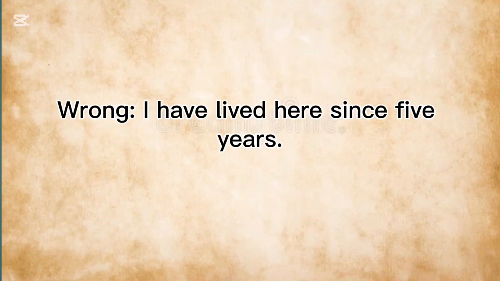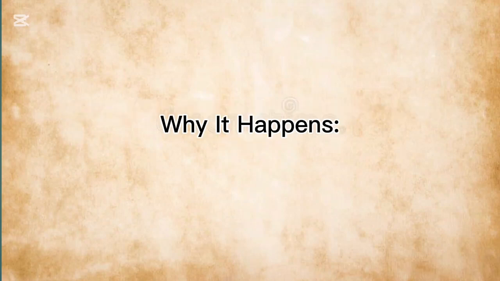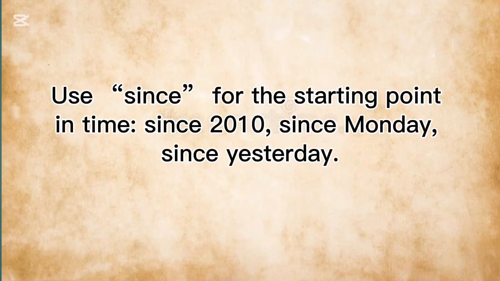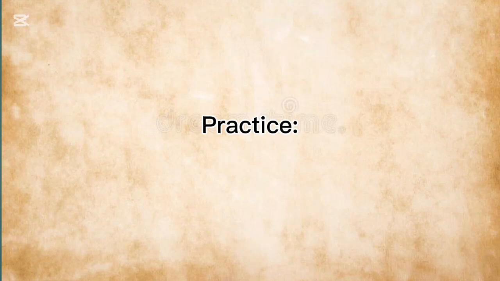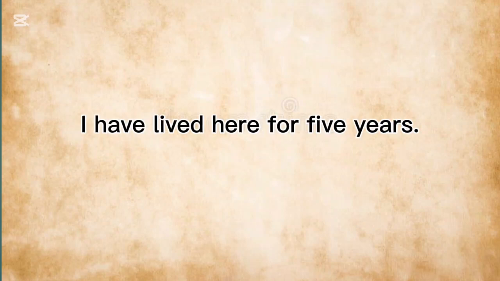Wrong: I have lived here since 5 years. Correct: I have lived here for 5 years. Why it happens? Learners often think since and for can be used in the same way. Fix. Use since for the starting point in time: since 2010, since Monday, since yesterday. Use for for duration: for 5 years, for 3 hours, for 2 months. Practice. I have lived here since 2010. I have lived here for 5 years.